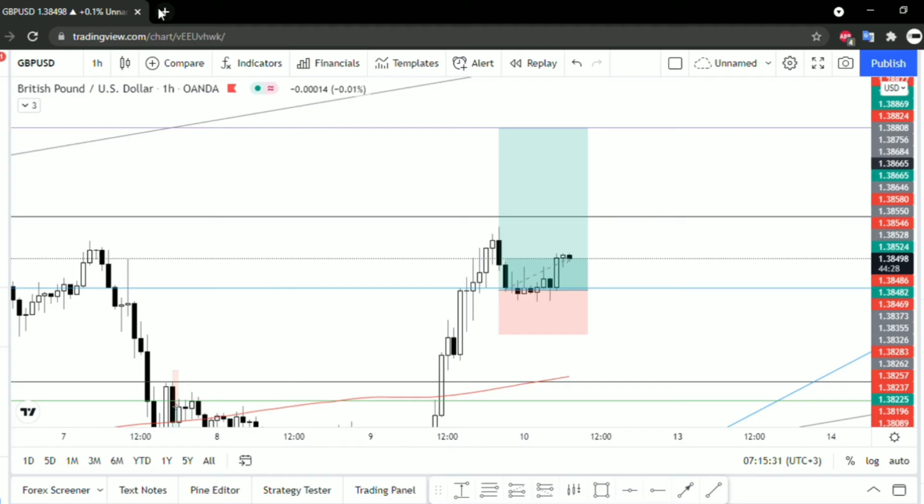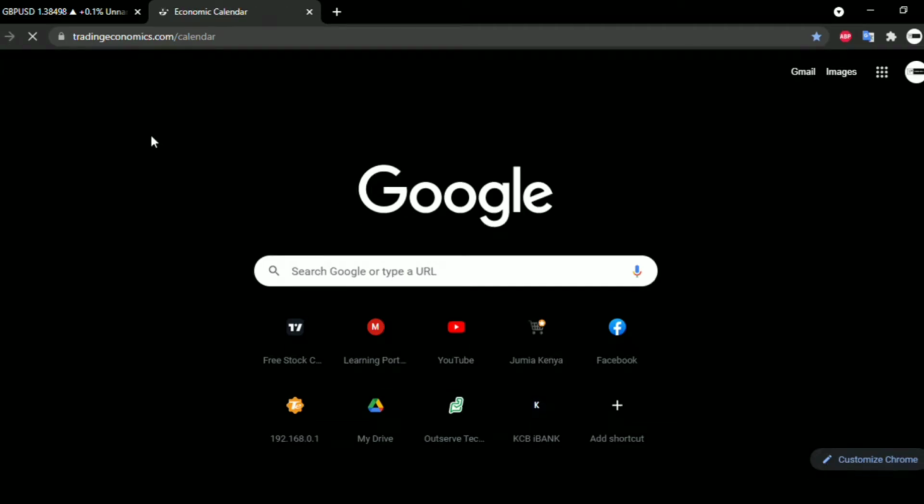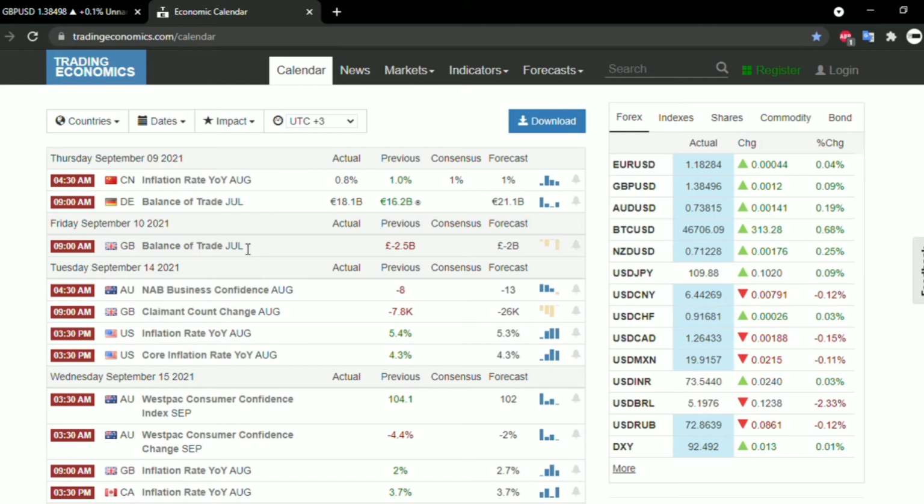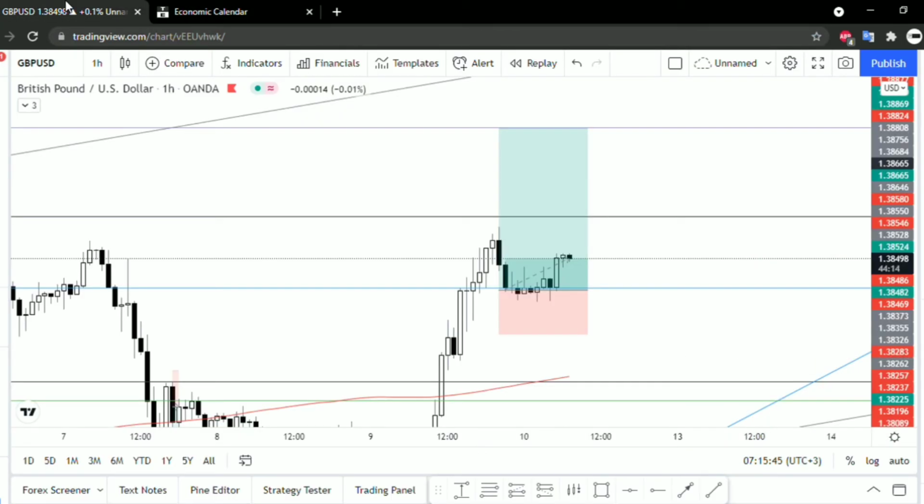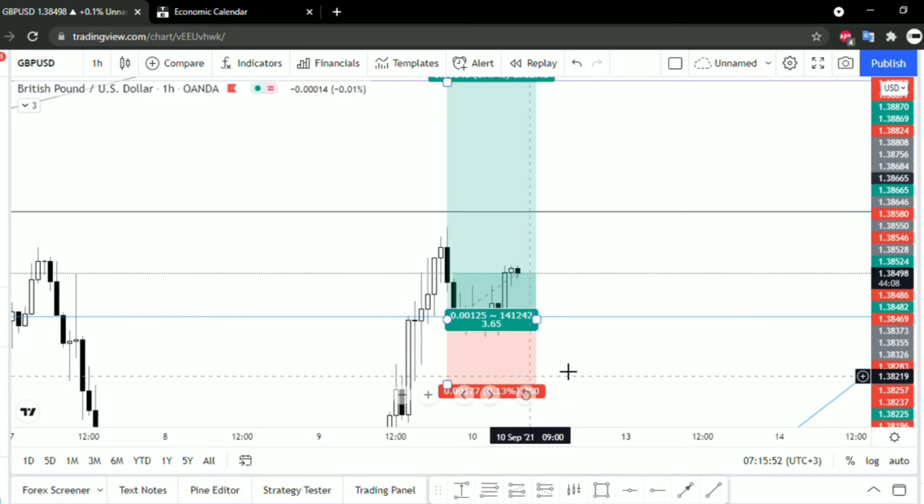Let's just see whether there are any economic news, although I really highly doubt whether there is any economic news for today. Today is Friday, so we have a balance of trade at 9 a.m. so we'll just check. Right now currently it's 7:15 a.m. so in the next maybe 1 hour 45 minutes we should be witnessing some movement around this area.